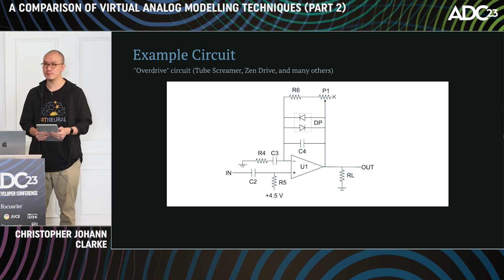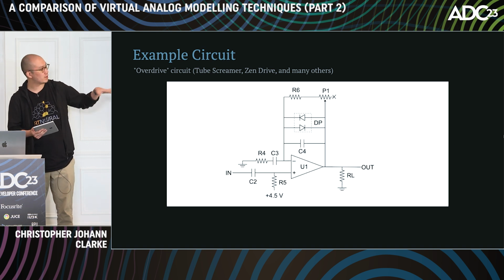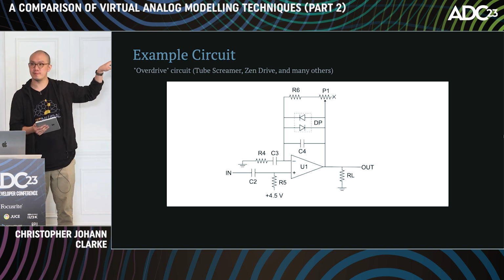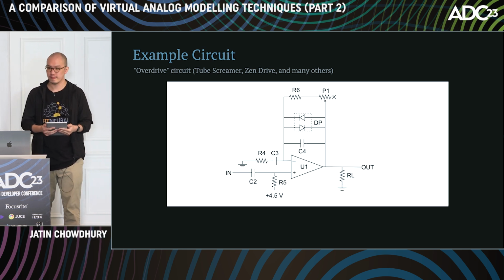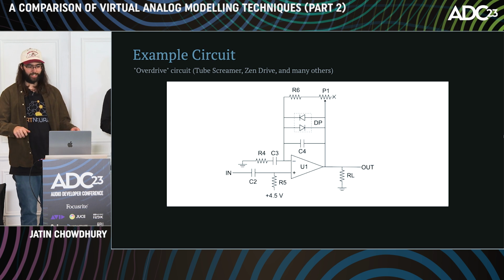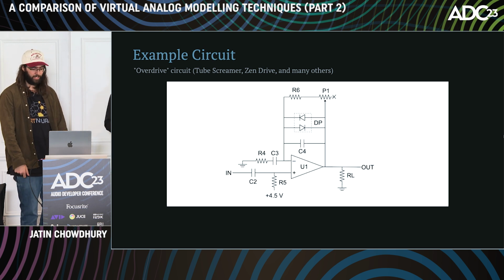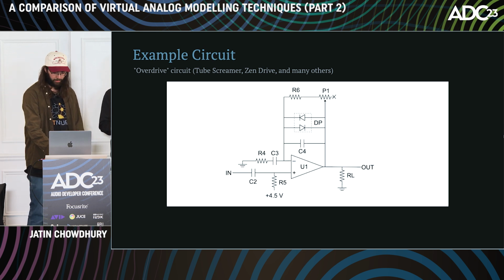Yeah, and let me walk you through the circuit we're going to go through for today. It's a tube screamer circuit, or Zen drive, and many other pedals. Basically what we have is an op-amp with a diode pair and a feedback loop. So we're treating that as one unit today. And there's one potentiometer, which is the distortion knob. So there's that P1 there that's like a variable resistor. We'll go through this in more detail as we keep going.